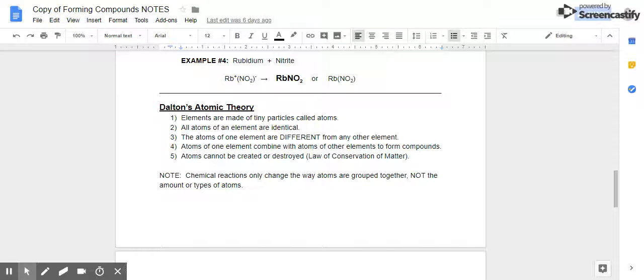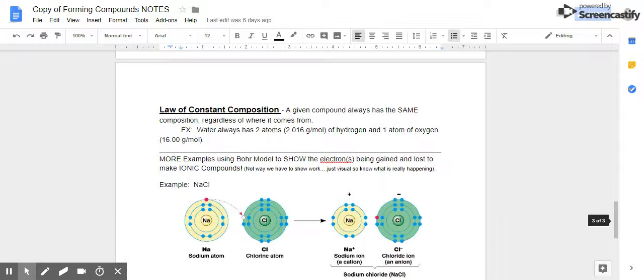They're not changing the amount or types of atoms. They're just altering how they're arranged. So elements are made of atoms. All the atoms in an element are identical. Every atom of an element is unique to itself. Atoms of one element can combine with other elements to make compounds. And then atoms cannot be created or destroyed. Whatever we have is whatever we've got. Those are the 5 steps of Dalton's atomic theory. You need to know them.